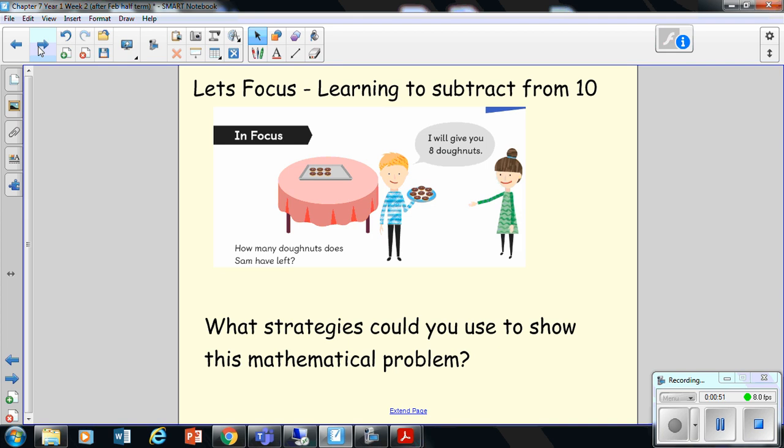So our in focus task is here. We've got Sam, and he's baked some donuts, and he's choosing very kindly to give his friend 8 donuts. Okay, so just before we even begin, talk to your talk partner or your learning partner. What strategies could you show to help solve this mathematical problem? How many different ways are you going to help use subtraction? All right, so have a go at doing that, and we will explore it a bit more.